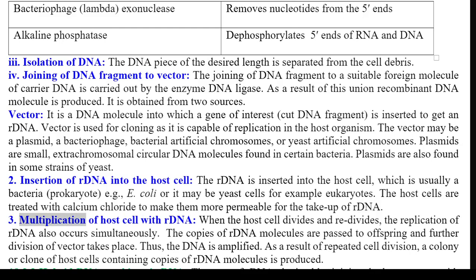3. Multiplication of host cell with rDNA. When the host cell divides and redivides, the replication of rDNA also occurs simultaneously. The copies of rDNA molecules are passed to offspring and further division of vector takes place. Thus, the DNA is amplified. As a result of repeated cell division, a colony or clone of host cells containing copies of rDNA molecules is produced.